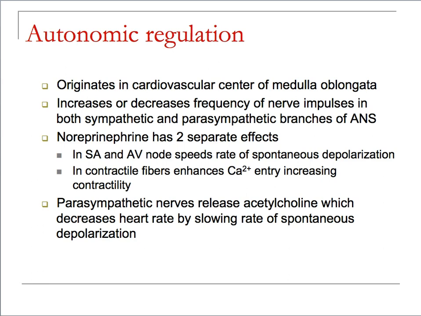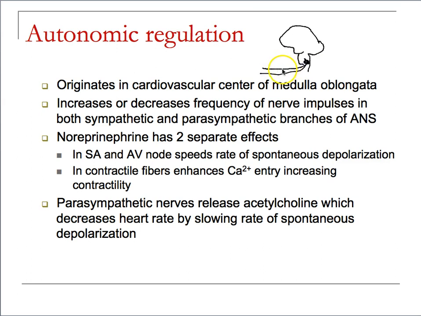Originating inside the cardiovascular center inside the medulla. All right, let's draw a quick brain here. Cerebellum, pons, medulla. Okay, so somewhere right around here you have this cardiovascular center, CV center. Okay, and it's going to have the sympathetic and parasympathetic branches of the autonomic nervous system. Well, we know vagus is coming out of here, right? And glossopharyngeal is coming out of here.